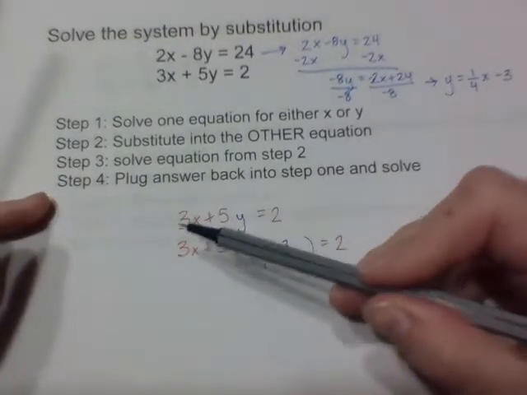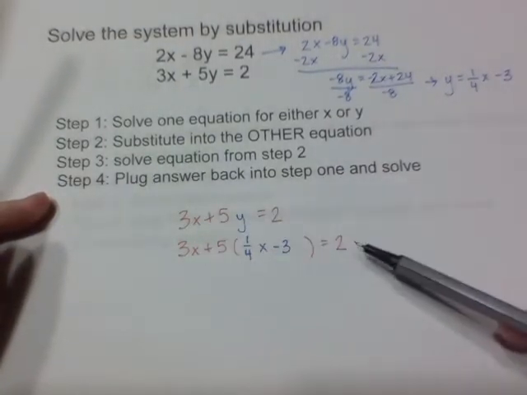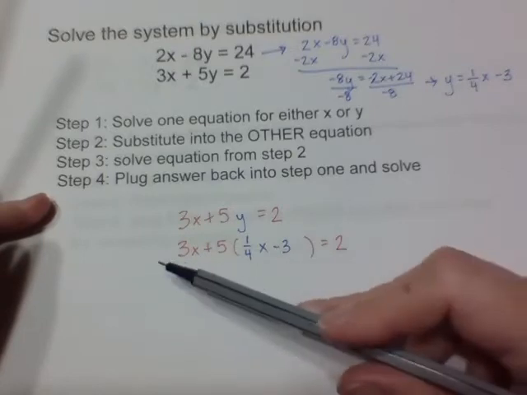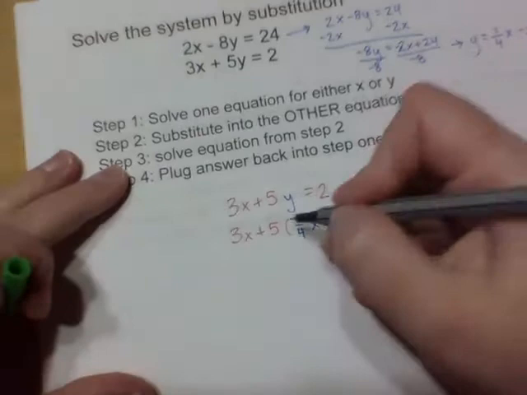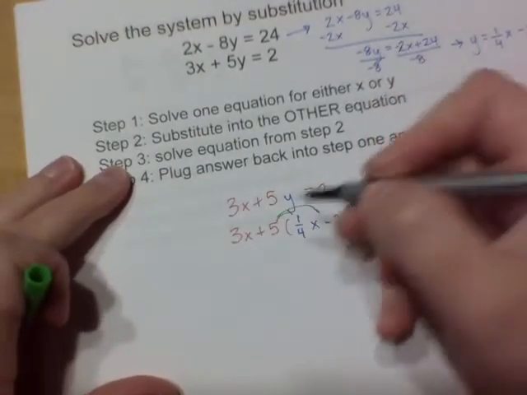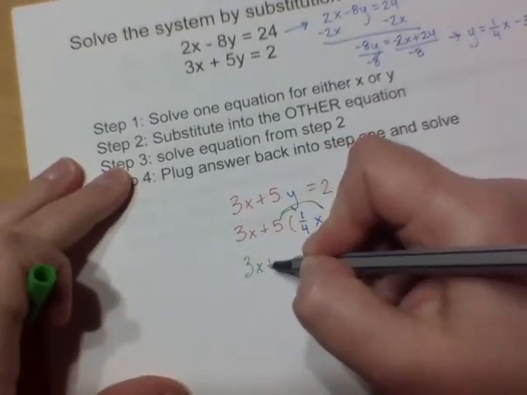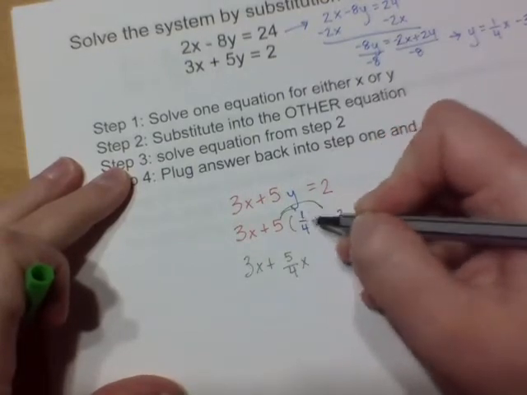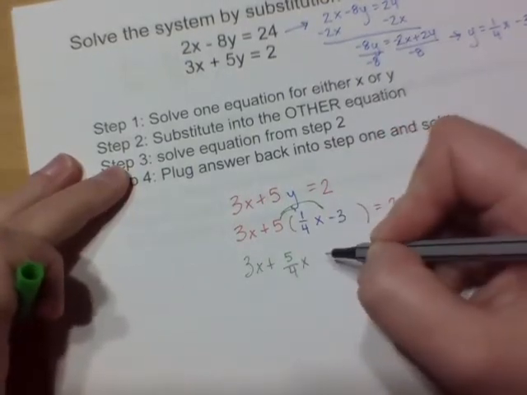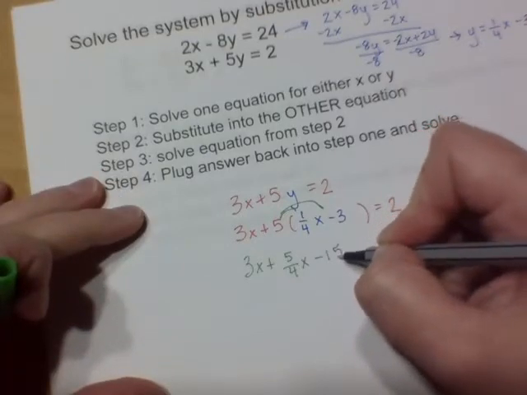So notice that between this line and this line, we now went from 2 variables to only 1 variable. And because we know how to solve things with only 1 variable, we'll be able to continue with this to find our x. So in order to solve this, we're going to distribute our 5. And so we'll have 3x plus 5/4 x. 5 times 1/4 is 5/4. And then minus 15.